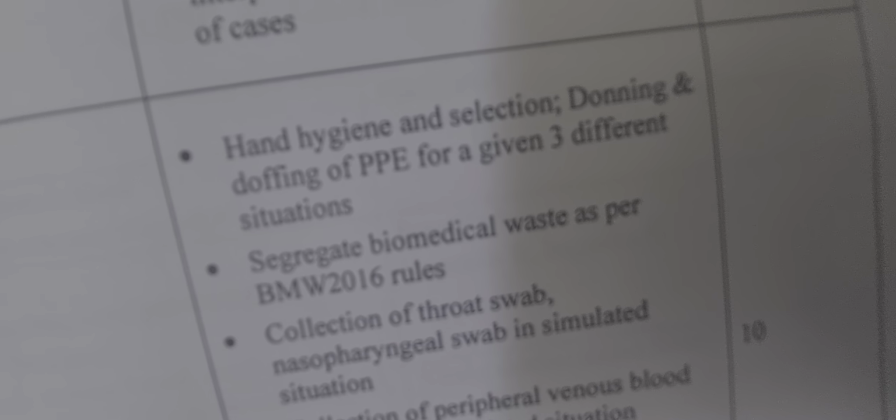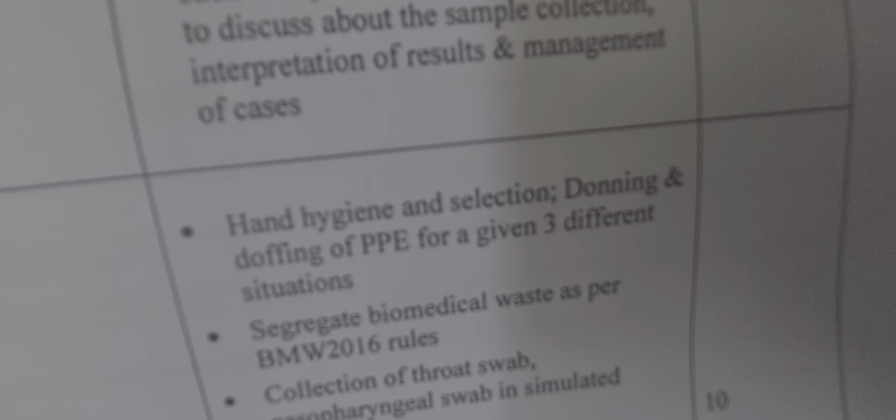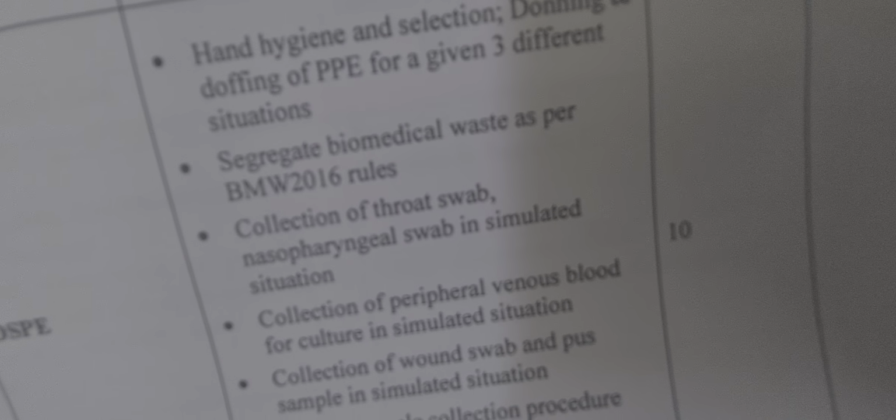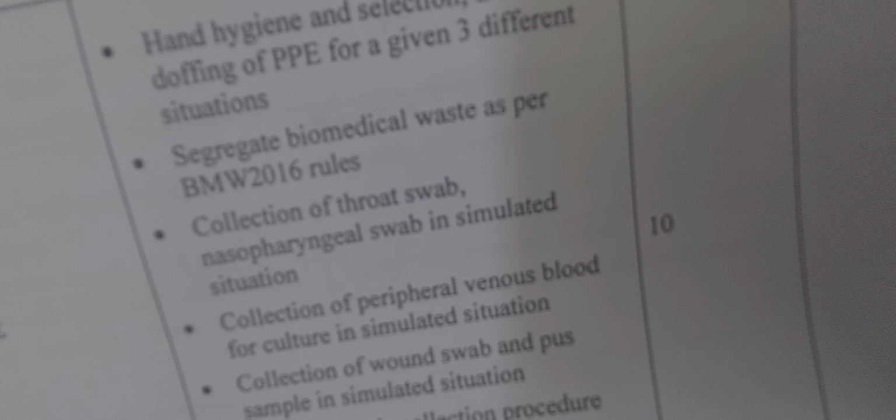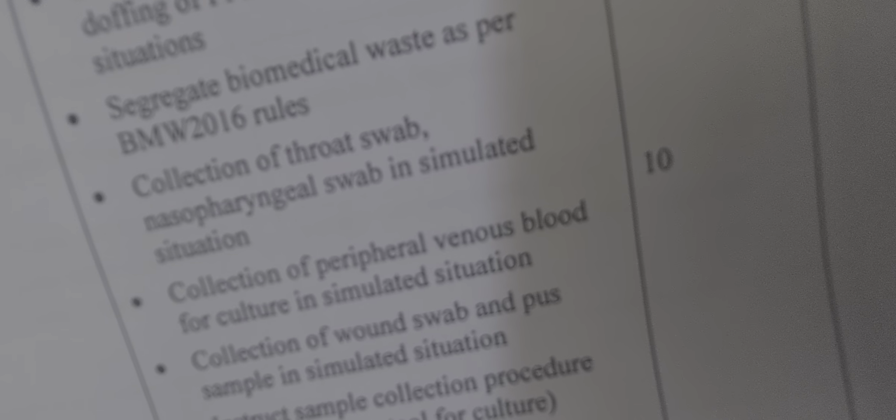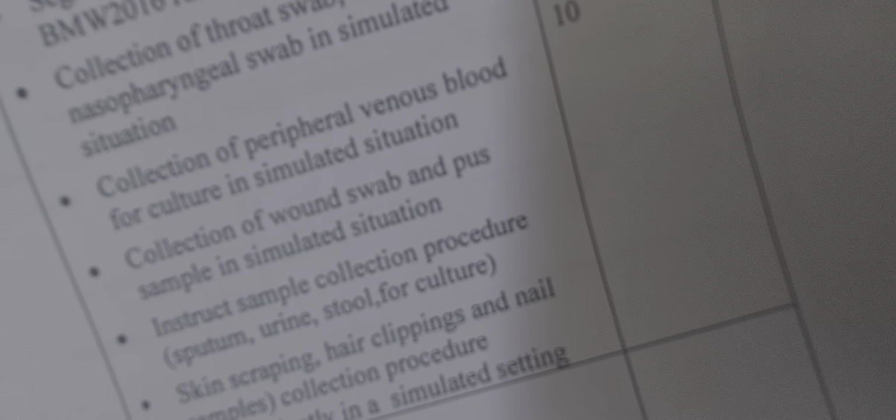And OSPE. The OSPEs are 7 OSPEs. Hand hygiene and wearing of personal protective equipment, and biomedical waste management, collection of nasopharyngeal swab, collection of peripheral blood, venous blood, and wound swab, sample collection for sputum, urine, stool for culture, and skin scraping, hair clipping and nail clipping for dermatophytes. These are the things.